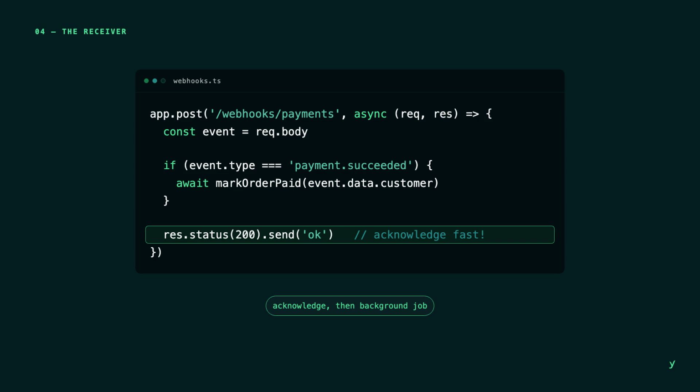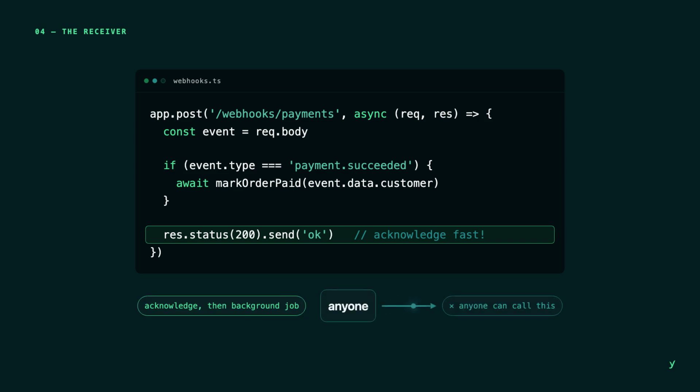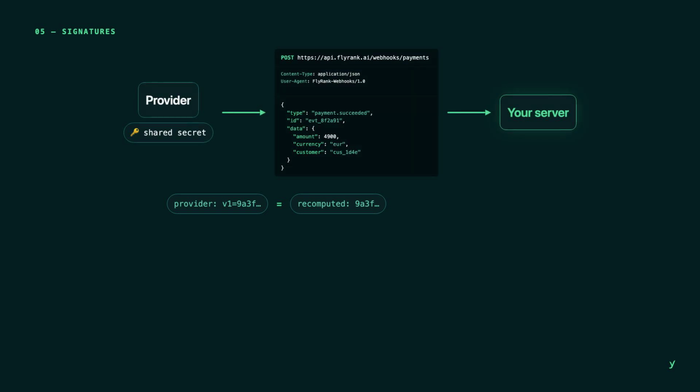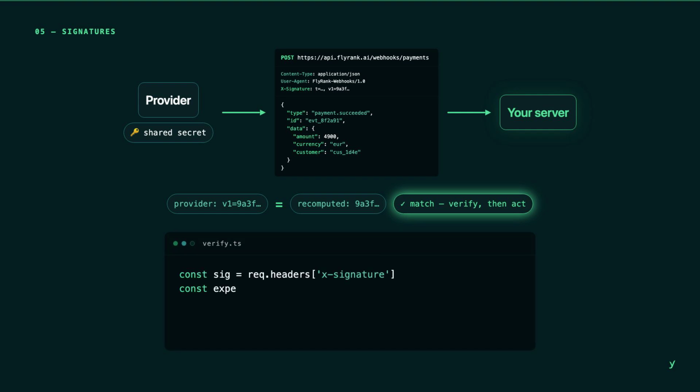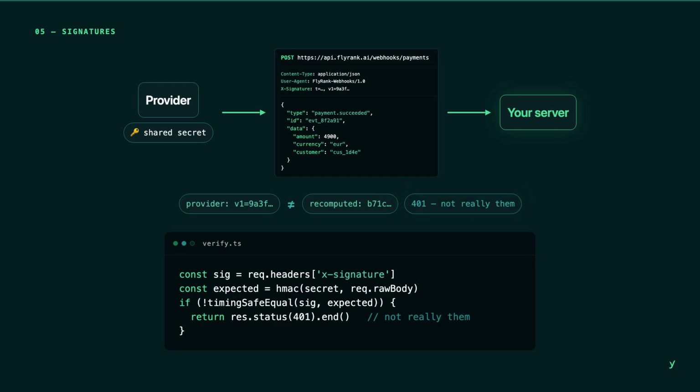Second, and this one is a genuine security issue, notice that as written, anyone who discovers this URL could post a fake payment succeeded and get free products. Which brings us to signatures. Every serious webhook provider solves this the same way. Signatures. When you register your endpoint, you receive a shared secret. The provider computes a cryptographic signature of each payload with that secret and sends it in a header. Your code recomputes the signature over the raw body and compares. Match? Genuinely them, untampered. No match? Reject with a 401 and move on.